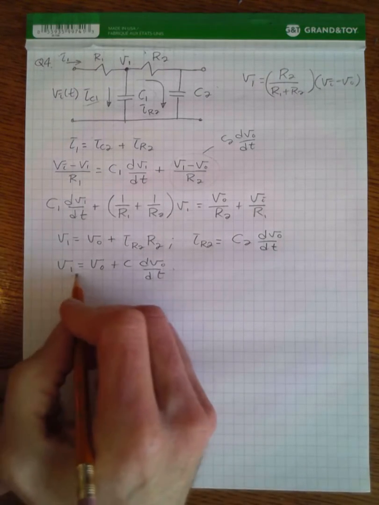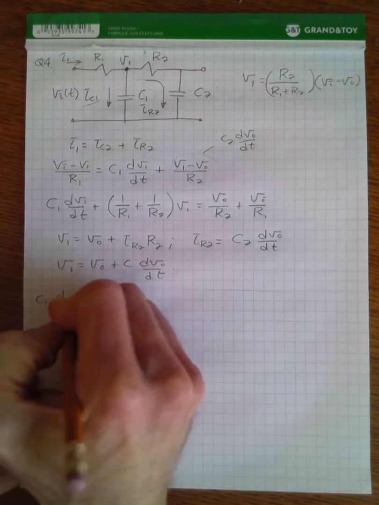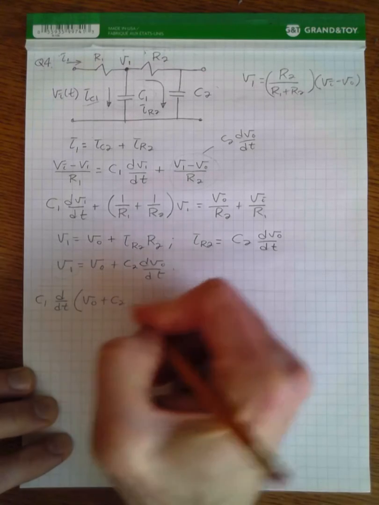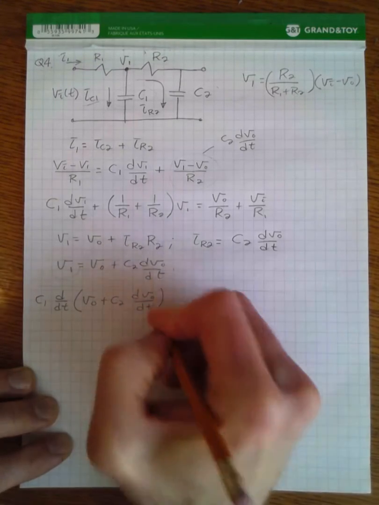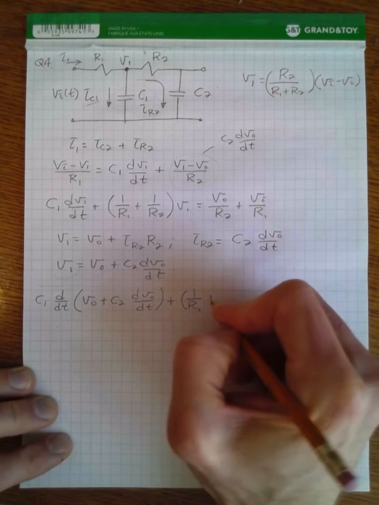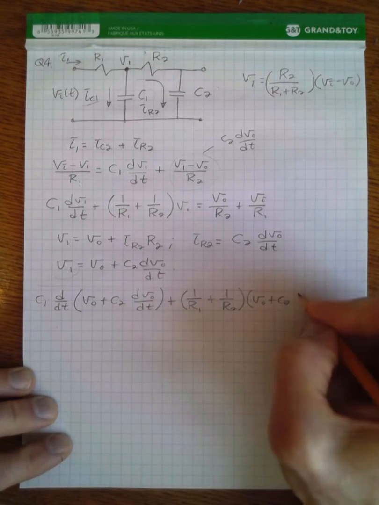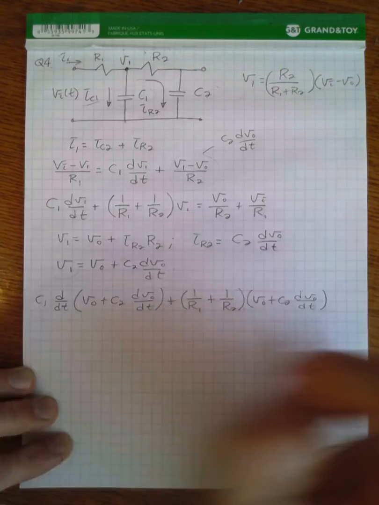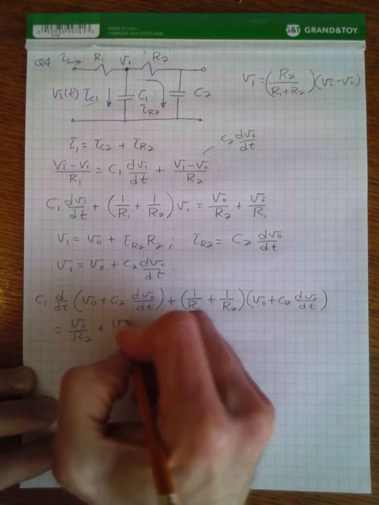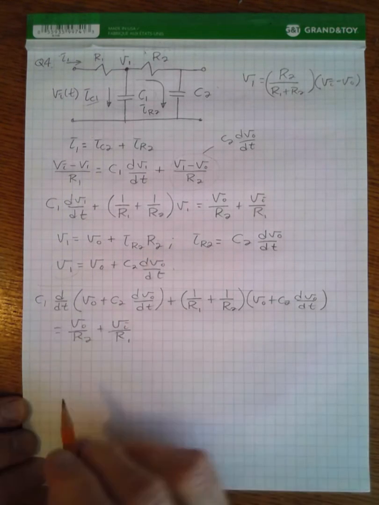And I'm going to take this and substitute it in here and there. So we have C1 d/dt times (V out plus R2 C2 dV out/dt), and so we get a double derivative here, plus (1/R1 plus 1/R2) times (V out plus R2 C2 dV out/dt), again equal to V out over R2 plus V in over R1. And we can expand this out and group some terms.